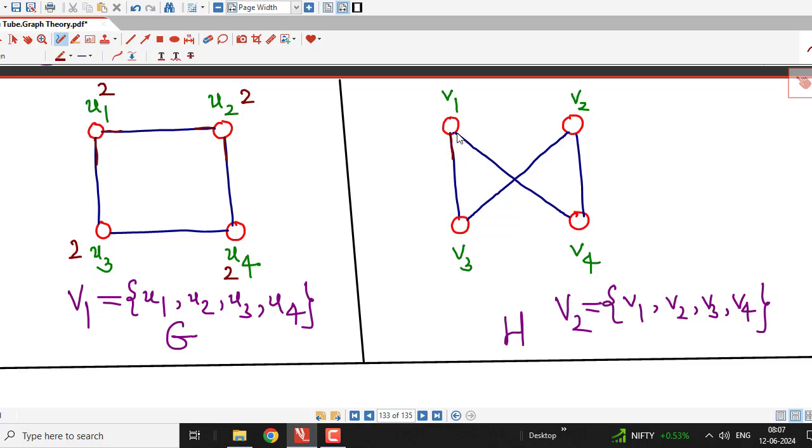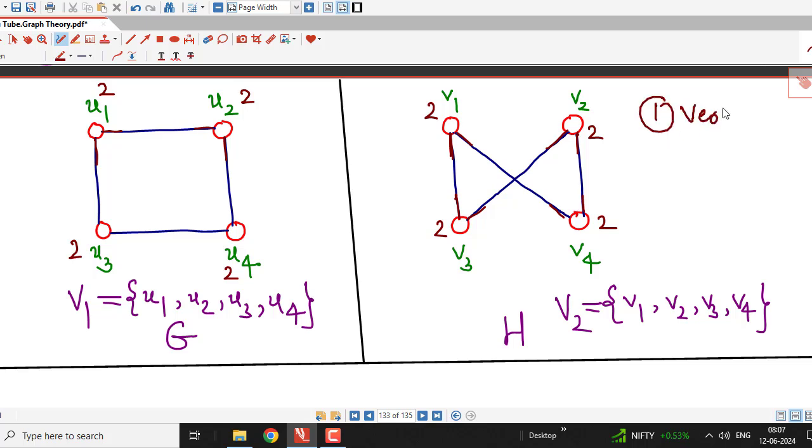So we can see v1 is incident with 2 edges, the degree of v1 is 2. For v3 also we have 2 edges, for v4 also we have 2 edges, and for v2 also we have 2 edges. So we can see that we have the same number of vertices of each degree.